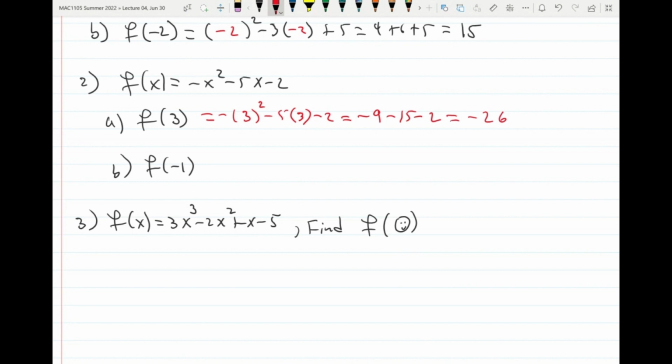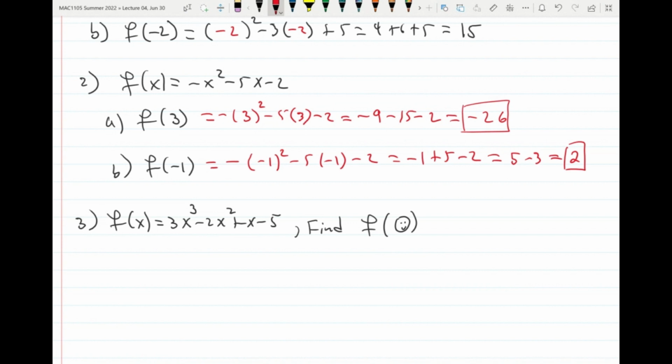Okay, questions about part A? About part B? What do we get? What is it? Plus 2? Okay, let's see. So this will be minus (-1) squared minus 5 minus 1 minus 2. So what do we have here? It's -1 plus 5 minus 2. So that's 5 minus 3, which is 2. Good. All right. Questions?